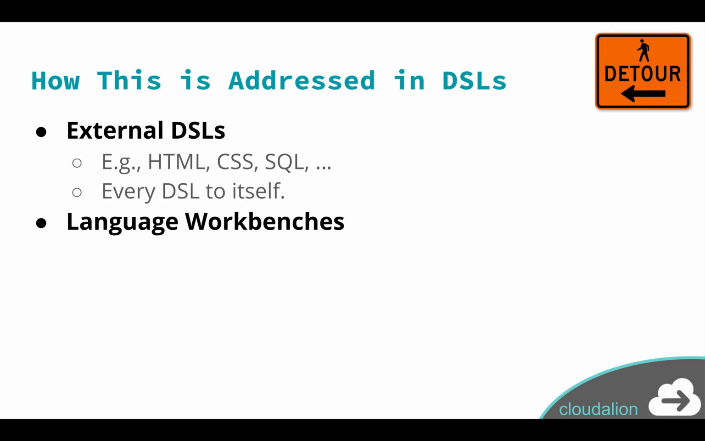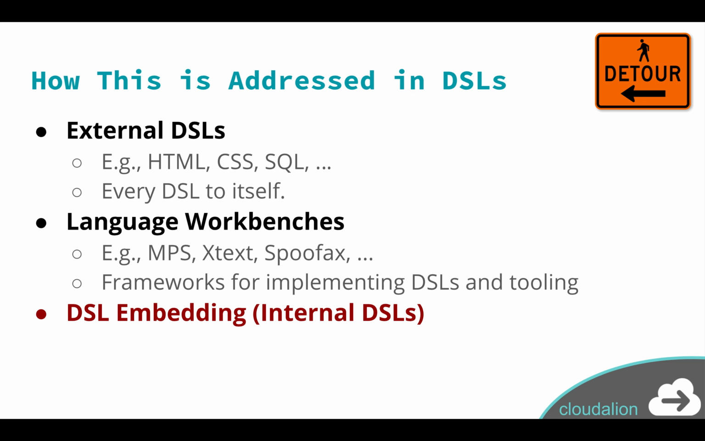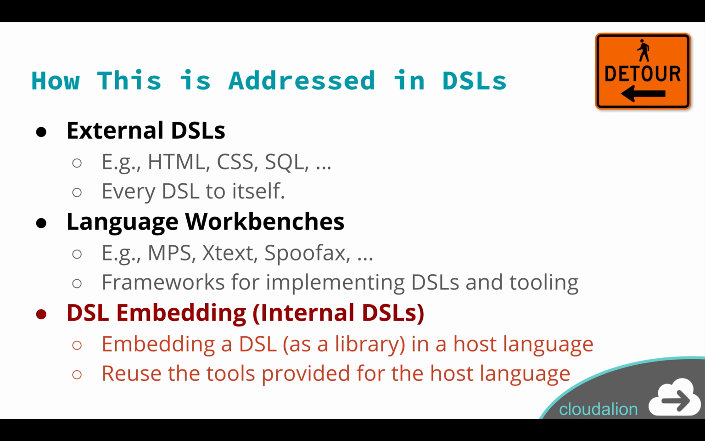Another approach is to use language workbenches, things like MPS, Xtext, or SpoofaX. These are frameworks that allow us to build DSLs along with their tooling. So we still have to implement everything, but we're doing it from within frameworks that make the job much easier. And a third approach is DSL embedding or internal DSLs. DSL embedding is the embedding of a DSL as a library over a host language. For example, if we use Racket as our host language, embedding a DSL in Racket means writing a Racket library, and the DSL code is actually Racket code. And if our DSL code is Racket code, then all the tools that exist for Racket will also help with our DSL.